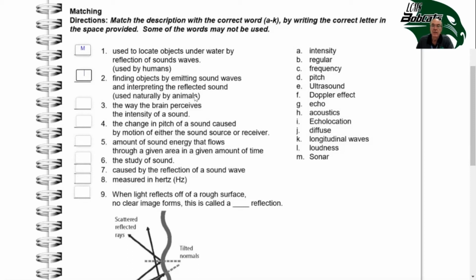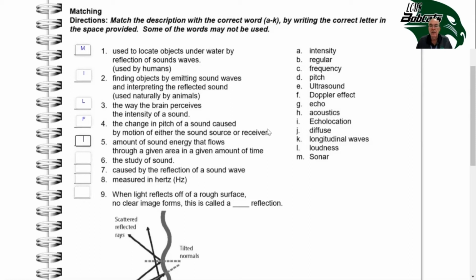Finding objects by emitting sound waves and interpreting the reflected sound used naturally by humans, that's echolocation. So that's I. The way the brain perceives the intensity of sound, the way we refer to it in everyday speech, is loudness. So that's L. Change in pitch caused by the motion of either the sound source or the receiver is the Doppler effect. And what happens there is the sound waves in front get bunched up as you move towards the sound, and as you move away, the pitch is lower.